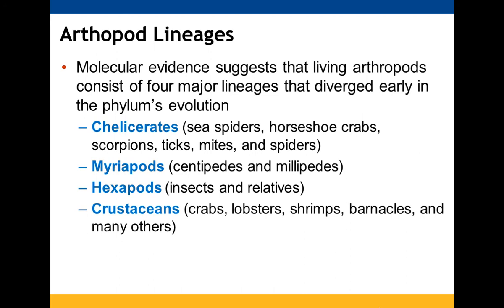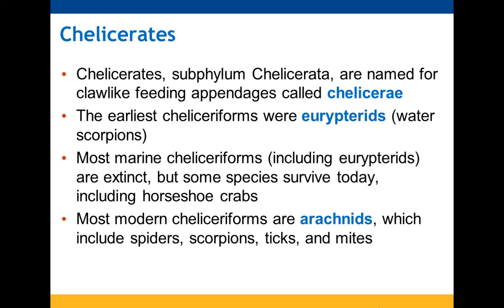Arthropod lineages. There are four major lineages that diverged pretty early on in this phylum's evolution: the chelicerates, the myriapods, the hexapods, and the crustaceans. Chelicerates are named for their claw-like feeding appendages. The earliest forms were eurypterids, water scorpions.